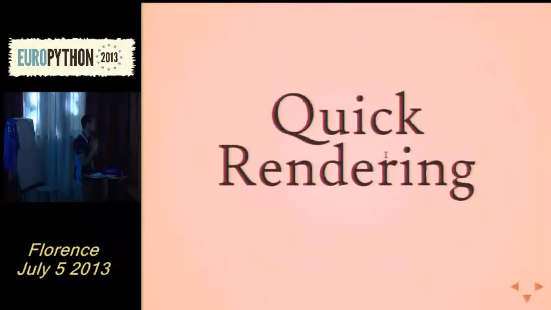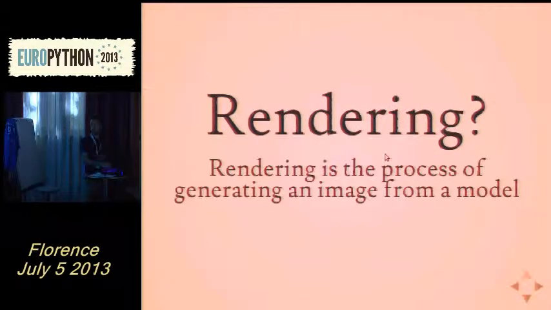The vital function, quick rendering, because you know how to make a render. So what is rendering? Rendering is the process of generating an image from a model. There is a piece of software that we call the rendering engine, and that uses all the information on the scene, like lights, materials, texture, shapes, to compute the final image.